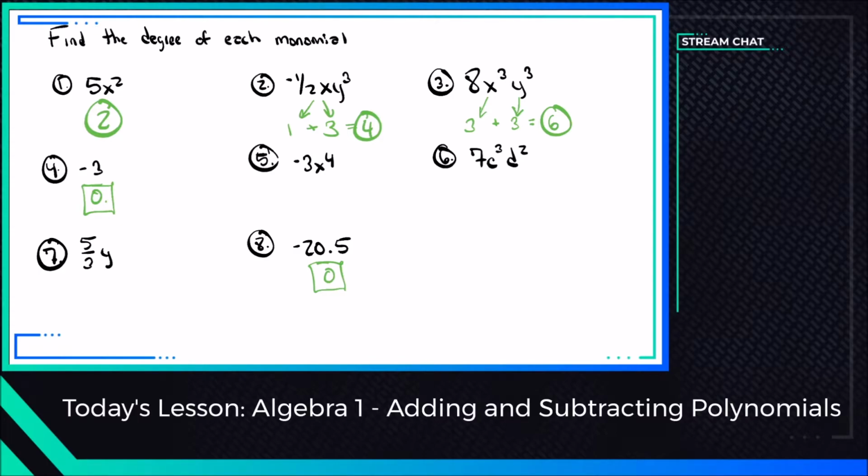So going back on track, number 5, there's only going to be 4 x's there, so that's going to be a degree of 4. In number 6, we're going to have 3 of the c's, and 2 of the d's. Add 3 plus 2 together, that's going to be equal to 5. And then finally, this last one, there's only one y there, so that's going to have a degree of 1.